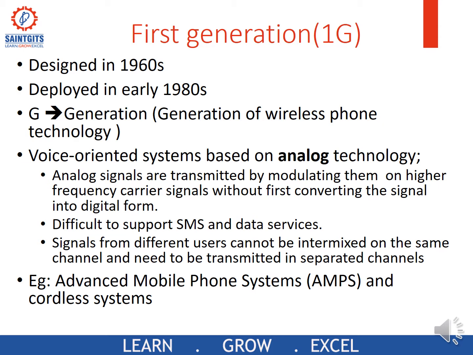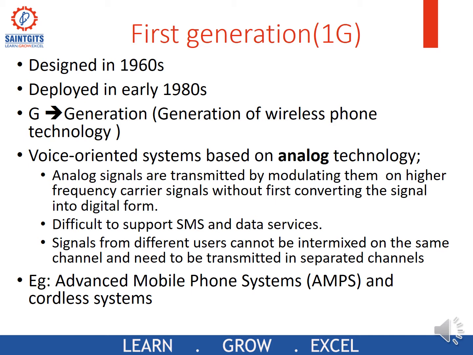The first commercial system in the United States was known as Advanced Mobile Phone System, which is also known as AMPS. AMPS was operational in 1982. AMPS was a complete analog system which supported only voice calls.